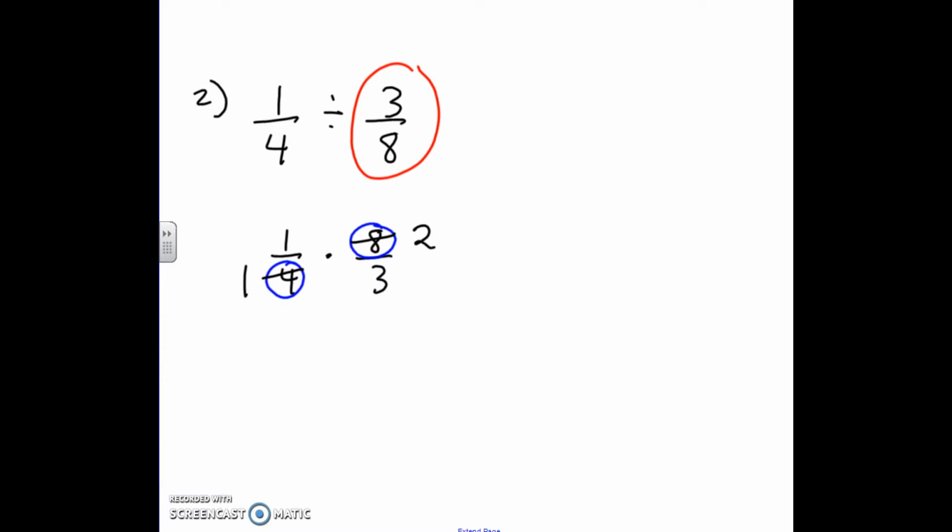Now that I've got that cross-canceled, I look to see if I can cross-cancel the other numbers diagonally, 1 and 3. I cannot. So I have 1/1 times 2/3. We multiply numerator times numerator. 1 times 2 is 2. Denominator times denominator. 1 times 3 is 3. And my answer is 2/3.